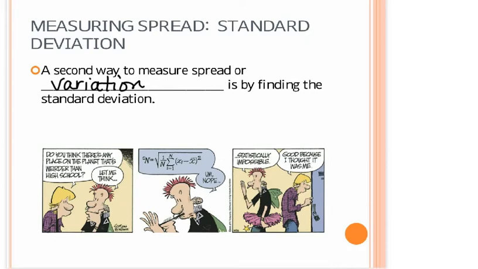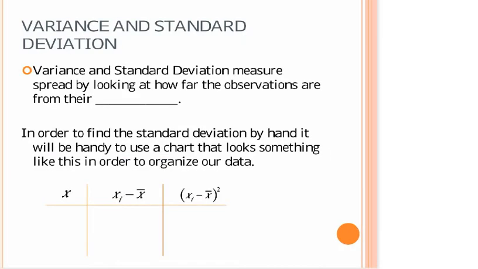Now, I include a little comic strip that's actually from your book, and I have to tell you, I look at this and I'm not quite sure what they're saying. The only important thing in this is this equation right here, because that equation is something we're going to come back to with regards to standard deviation. This is actually for population. We'll be only learning sample standard deviation today. Now, variance and standard deviation measure spread by looking at how far the observations are from their mean.